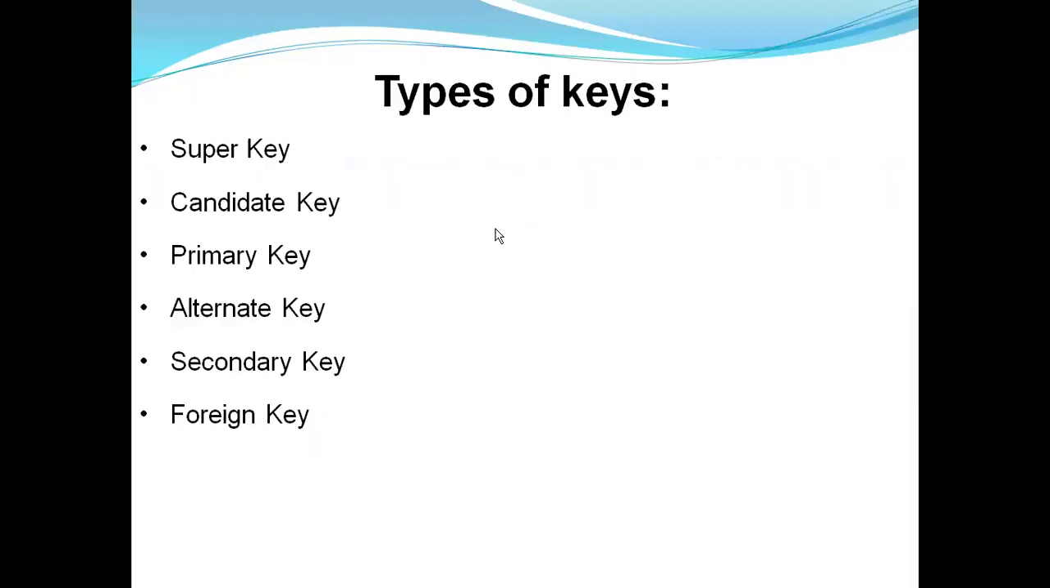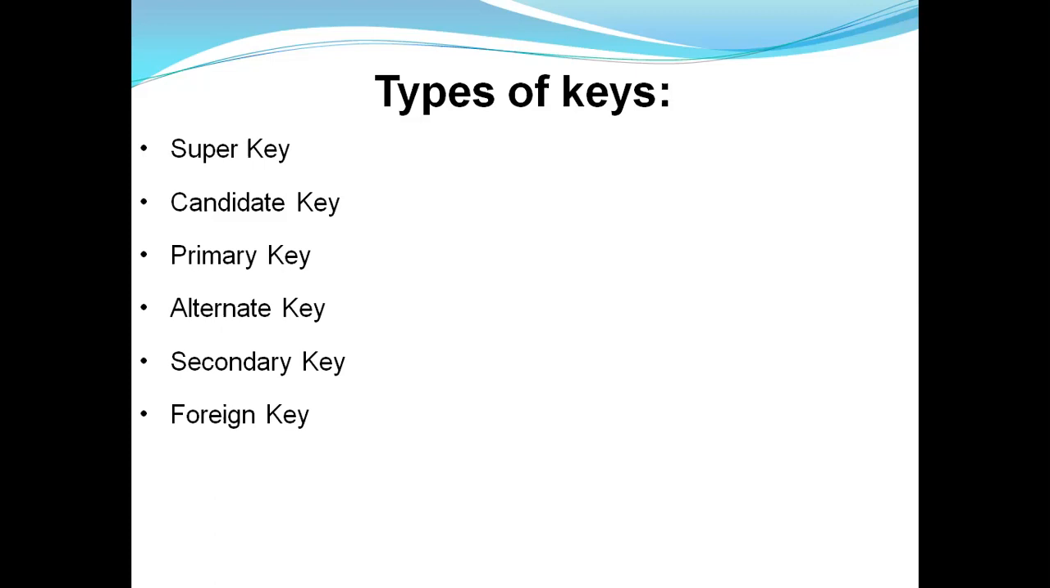Now in the keys, there are different types of keys. One is called a super key. Second, candidate key, primary key, alternate key, and secondary key. Alternate or secondary is one and the same. And finally, we have a foreign key.